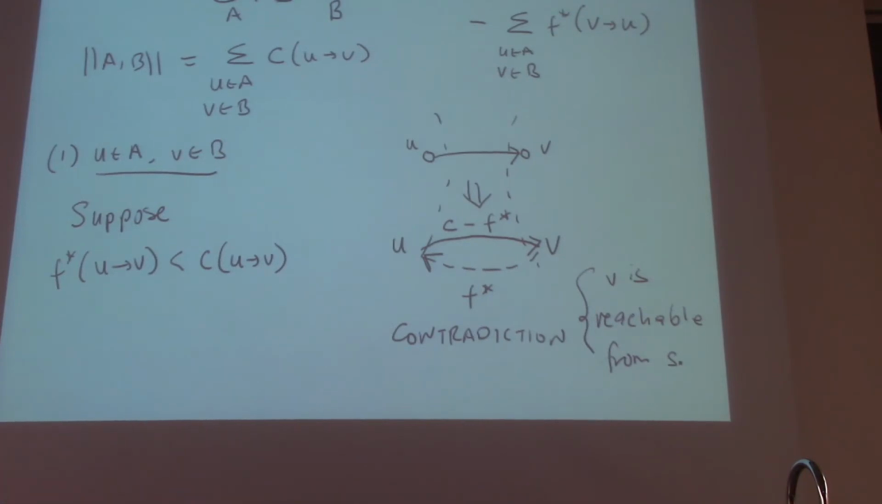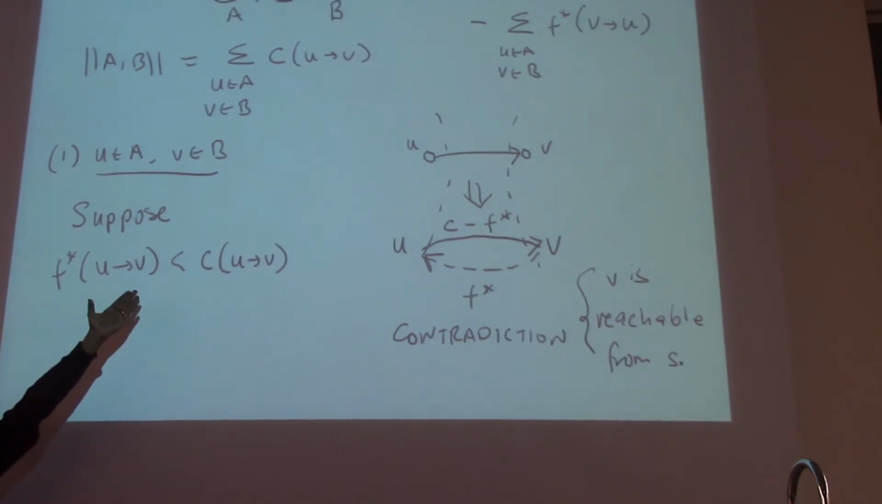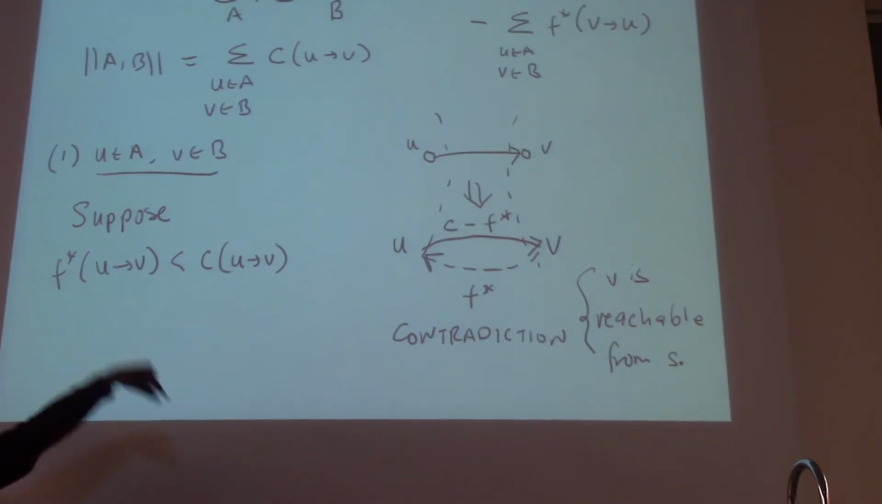Does that make sense? So what we're saying is, if there was an edge from A to B that was not fully saturated, that had flow on it that was not equal to its capacity, then you could actually reach that vertex V that you said was not in your set in the first place. So this cannot happen. So all edges going forward are fully saturated. That's the first part of what we want to show.